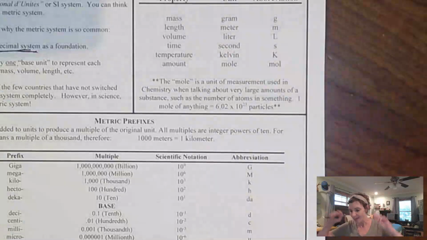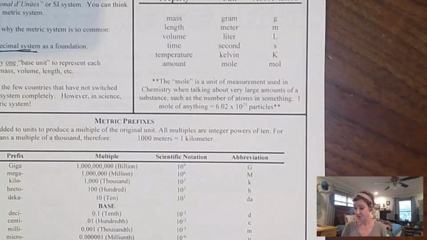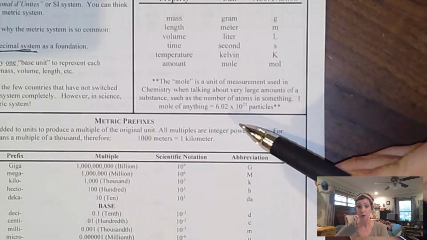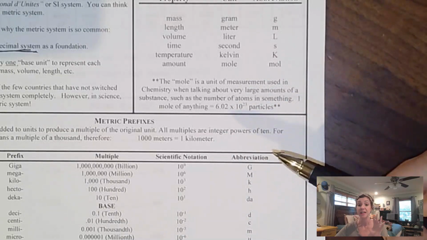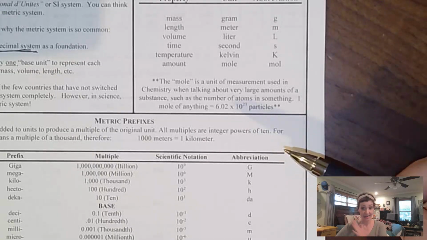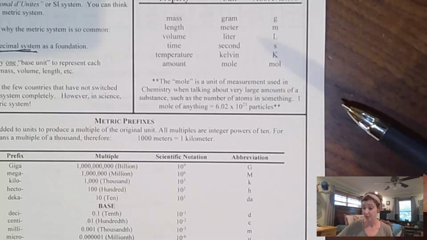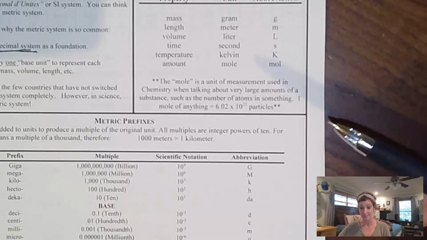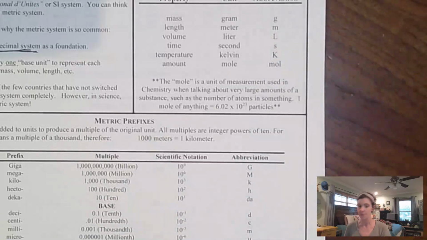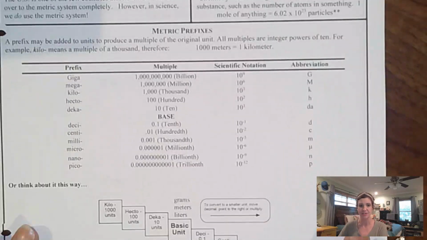But the mole is a unit of measurement used in chemistry when talking about very large amounts of a substance, such as the number of atoms in a sample. Okay, this is wackadoo. 1 mole of anything is equal to 6.02 times 10 to the 23rd particles. That is a number written in scientific notation. We're about to talk about that here in a second, but you'll realize that is a ginormous amount of particles in every 1 mole. We'll talk about why that's important a little bit later, but I want to get into conversions within the metric system.